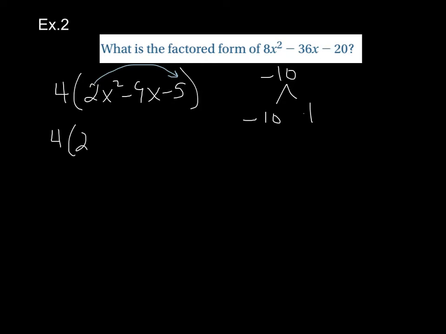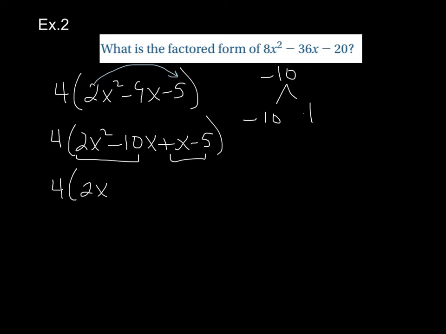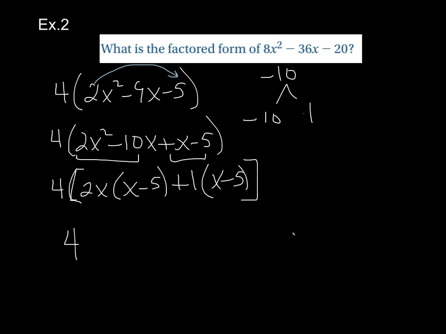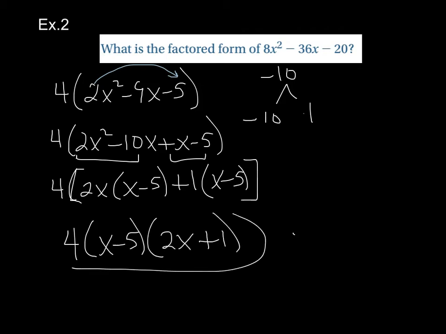So now I'm going to split my minus 9x into minus 10x plus x minus 5. And then I'm going to, again, group. I can factor out a 2x from the first group, okay, leaving me with an x minus 5. The only thing I can divide out of 1x and minus 5 would be a positive 1, leaving an x minus 5. So I've got a factor of 4. I've got a common factor of x minus 5. And I'd be left with a 2x plus 1. And there is my completely factored form.